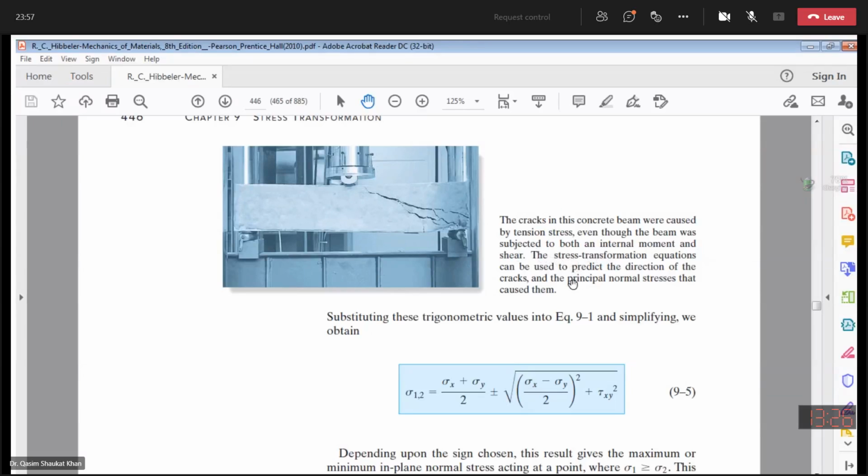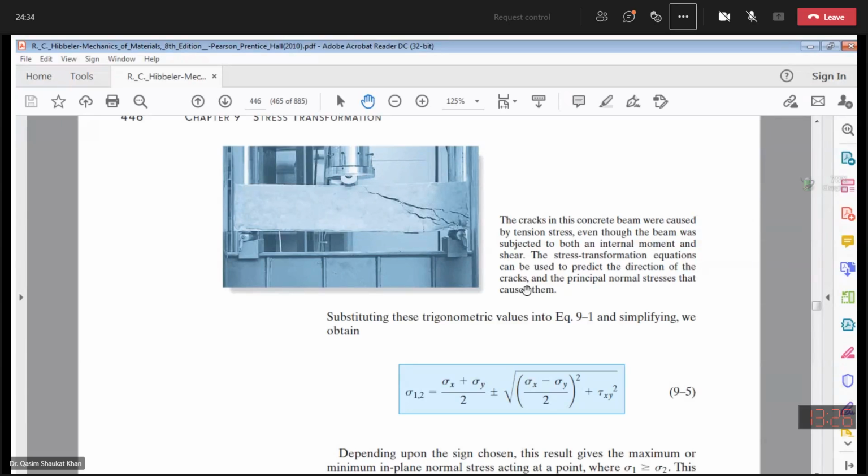The stress transformation equations can be used to predict the direction of the cracks, and the principal normal stress is what causes them. Once we use those equations, we can predict the orientation of the principal planes. And once we have the orientation of the principal planes, we know that the principal stresses, major principal stress and minor principal stress, both act on the principal planes.